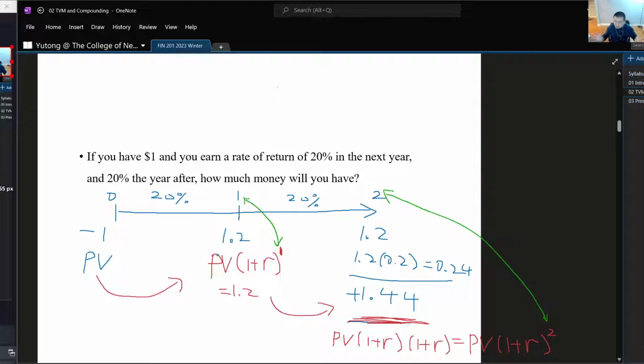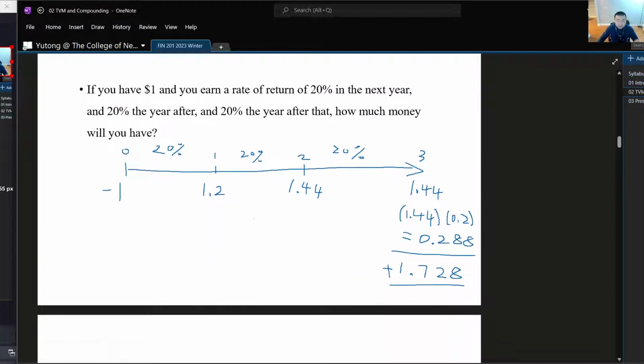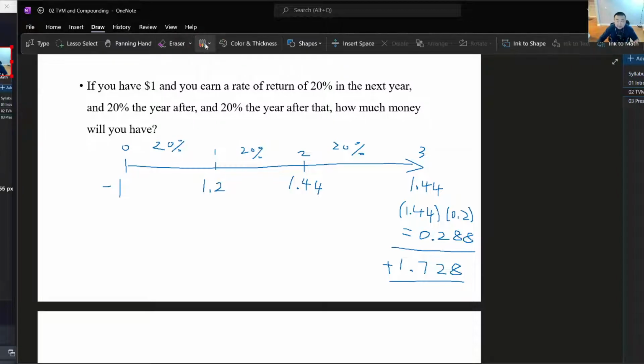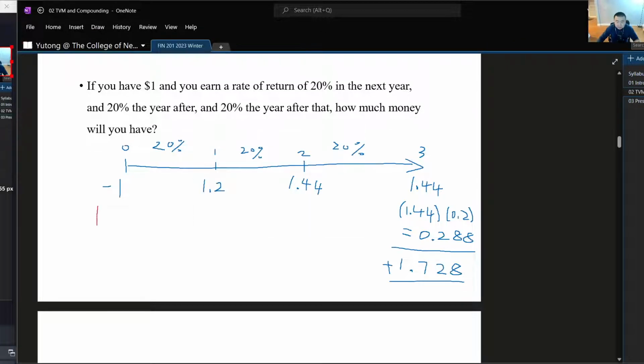So that's the power. Okay, so if you look at the third one, what do we get? We get something very similar. We begin with PV, and this is PV times 1 plus R to the power of 1. This is PV times 1 plus R to the power of 2, right? And the last one should be PV times 1 plus R to the power of 3, okay?